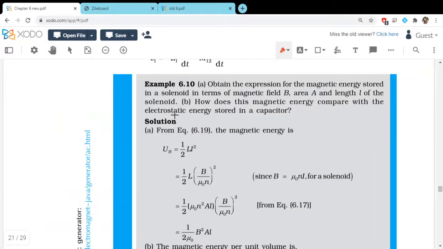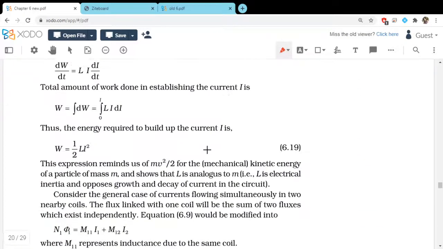Okay, example 6.10. Obtain the expression for the magnetic energy stored in a solenoid in terms of magnetic field B, area A, and length L of the solenoid. Another thing is, how does this magnetic energy compare with the electrostatic energy stored in the capacitor? Okay, this is a very fine question, but I have just skipped reading the energy equation.